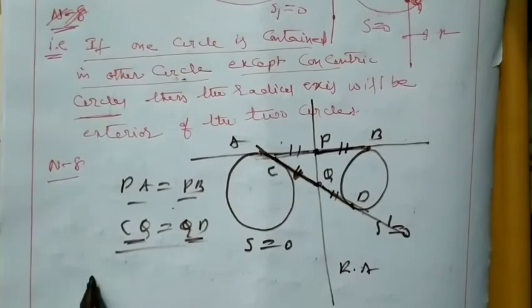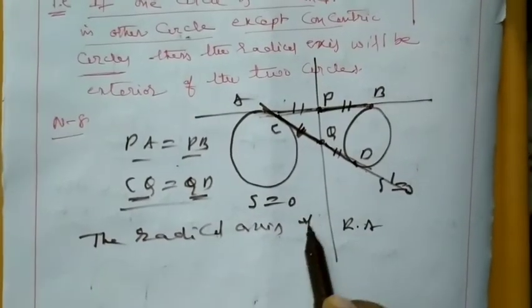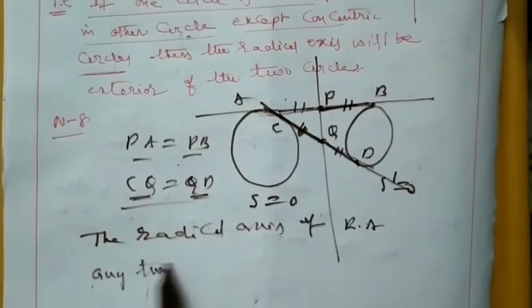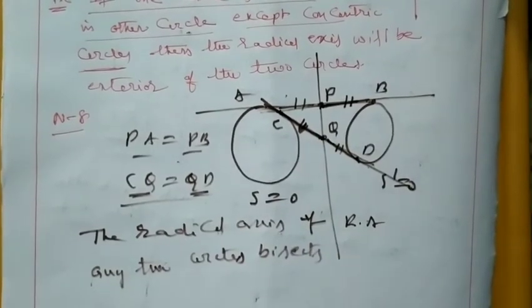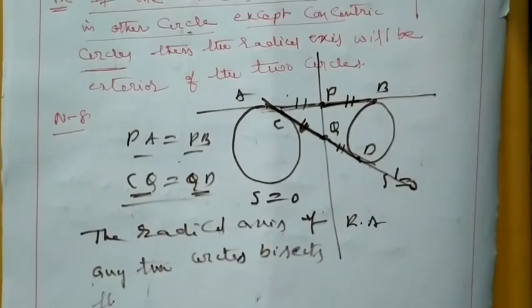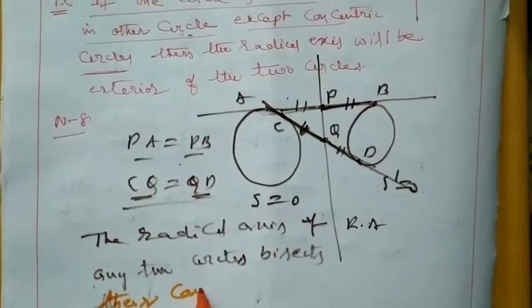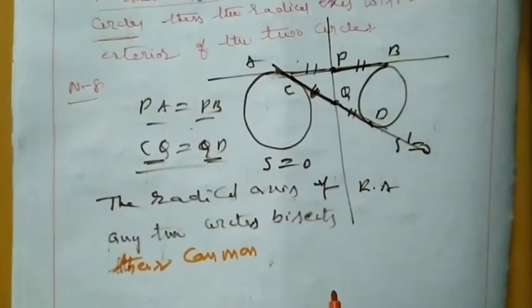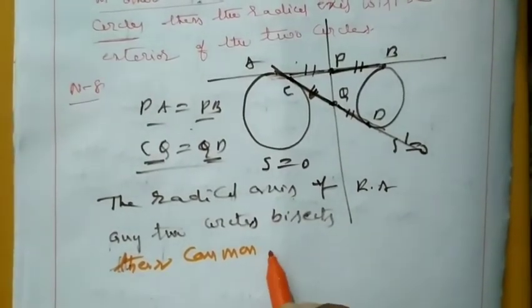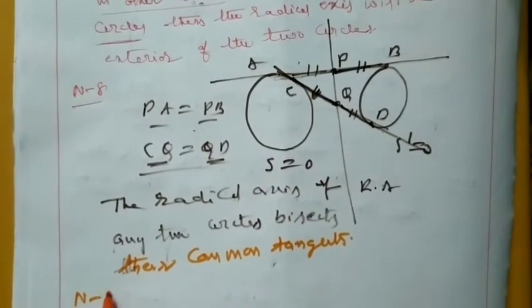So we can conclude that the radical axis of any two circles bisects their common tangents. That is another important point. Next point, point number 9.